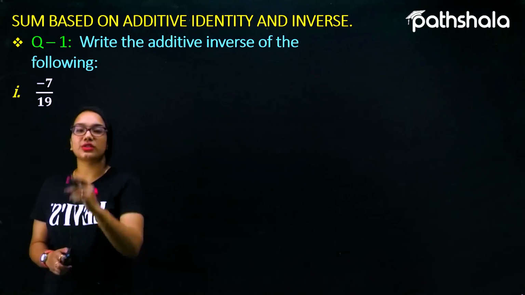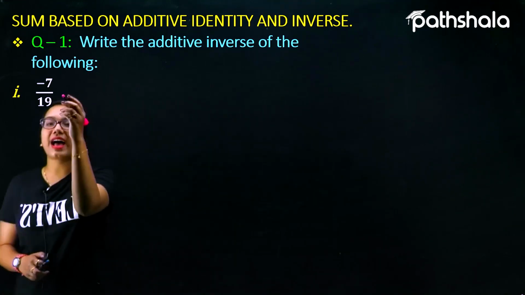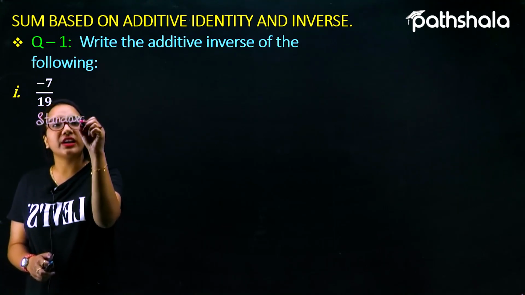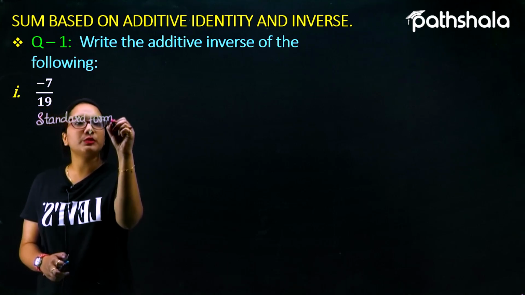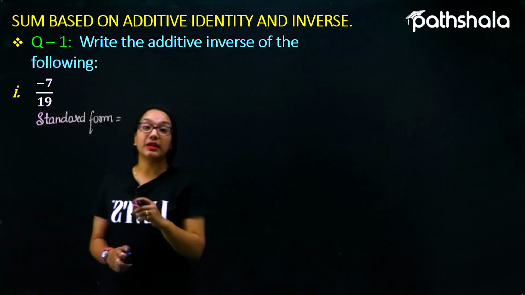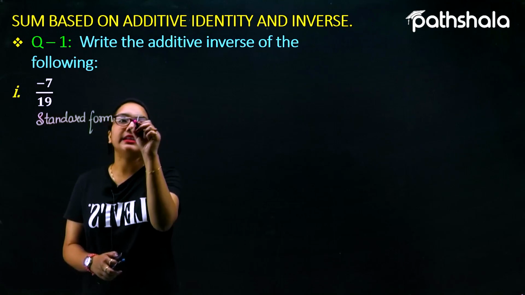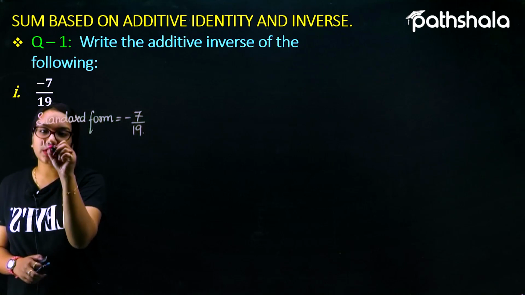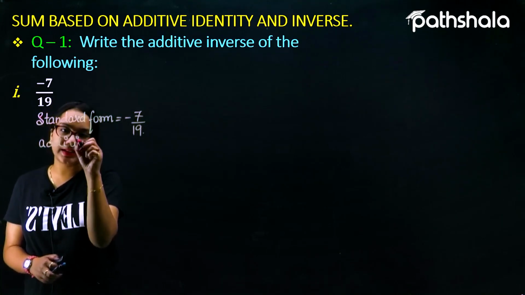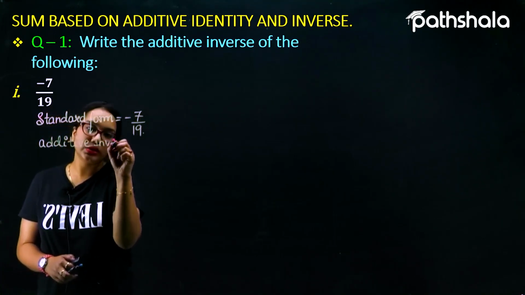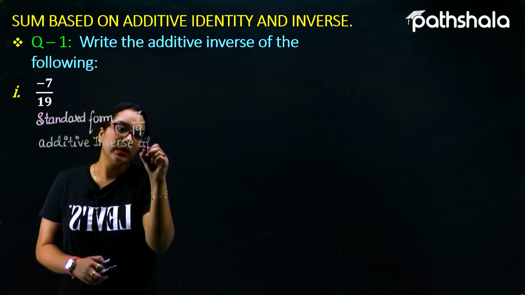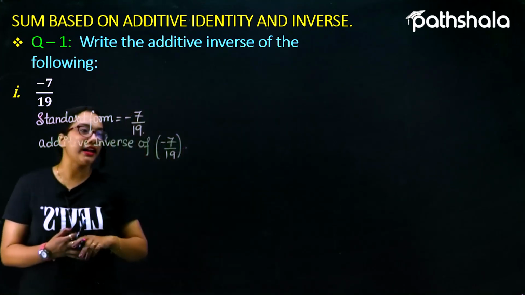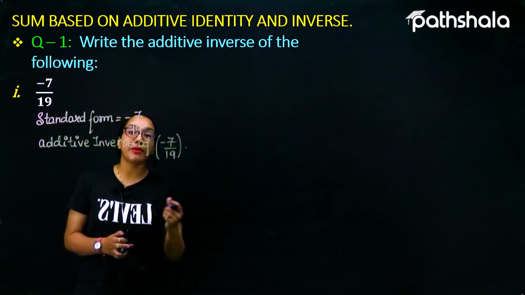So let's start the solution of this particular fraction. As we know, the standard form of the fraction that is given to us is minus 7 by 19. We have to write the additive inverse of minus 7 by 19. So what is the additive inverse of minus 7 by 19?